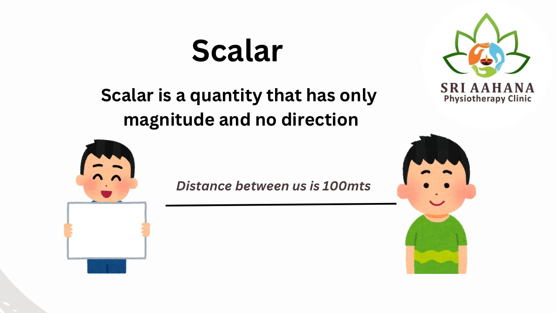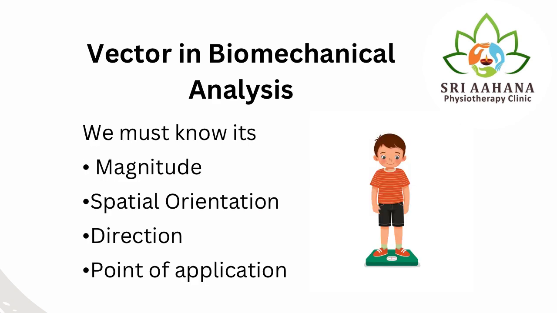Scalar is a quantity that has only magnitude and no direction. For example, distance between 2 points A and B is measured in terms of meters. This doesn't show any direction. When we study vector in biomechanical analysis, we must be knowing factors like magnitude, spatial orientation, direction, and point of application.